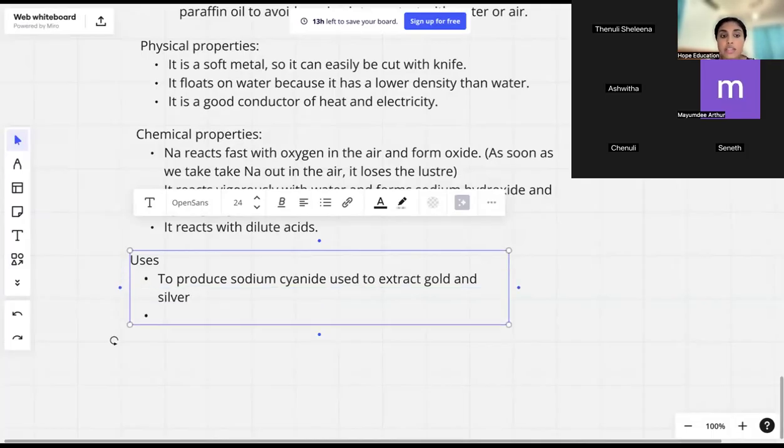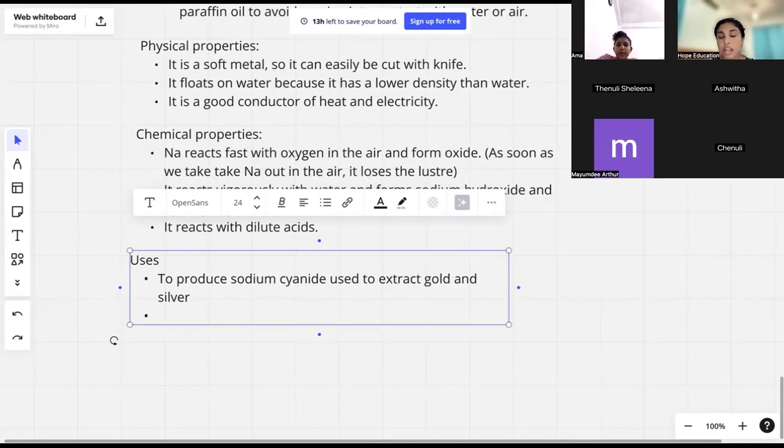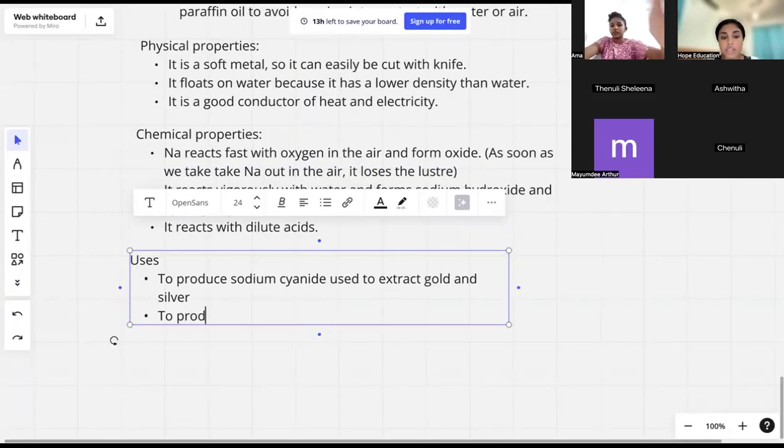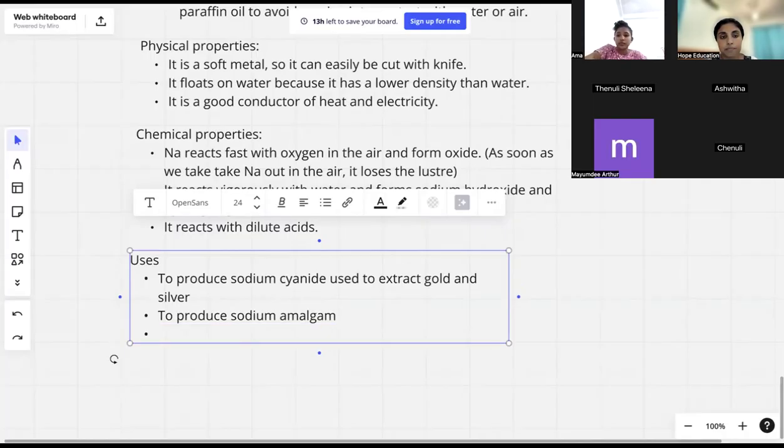Then another use is something called sodium amalgam, right? It is used in organic chemistry, which is completely out of your syllabus. What you need to know is that there's something called sodium amalgam, and to produce sodium amalgam we use sodium. Knowing that is more than enough, right?